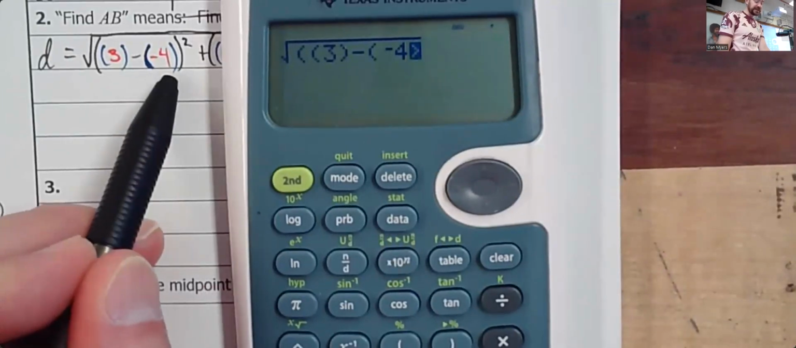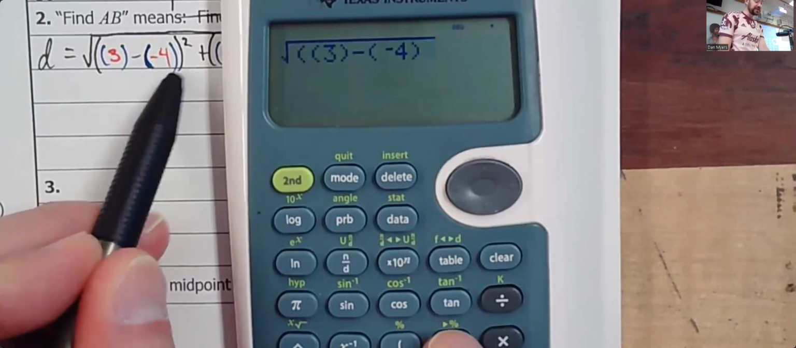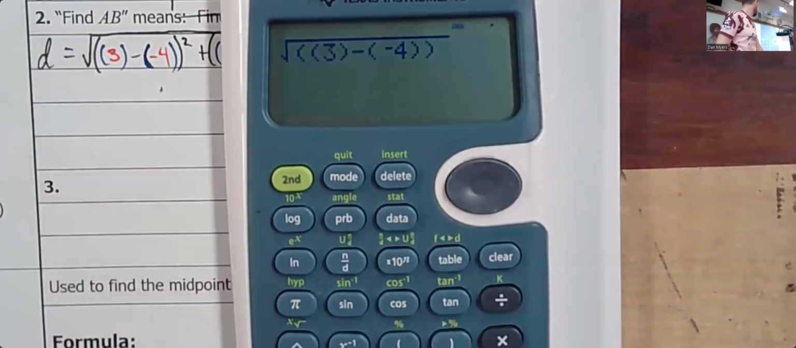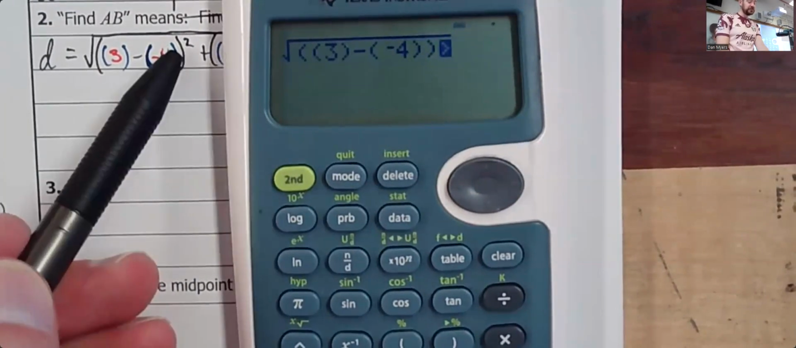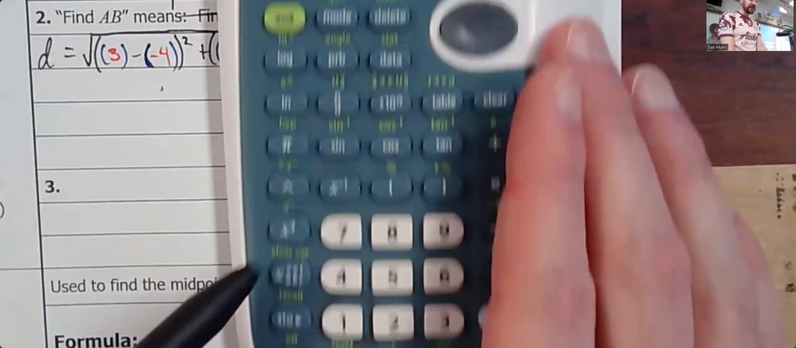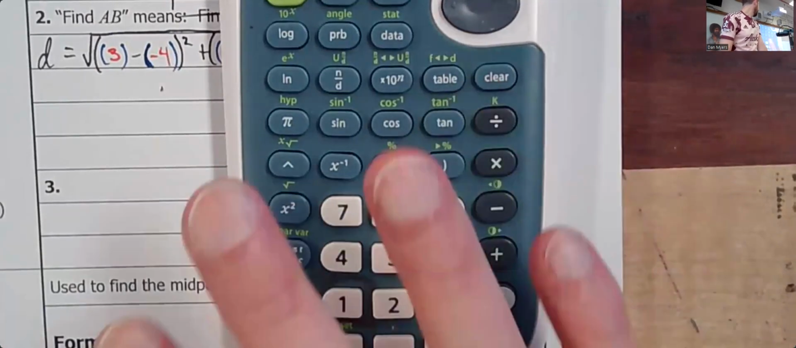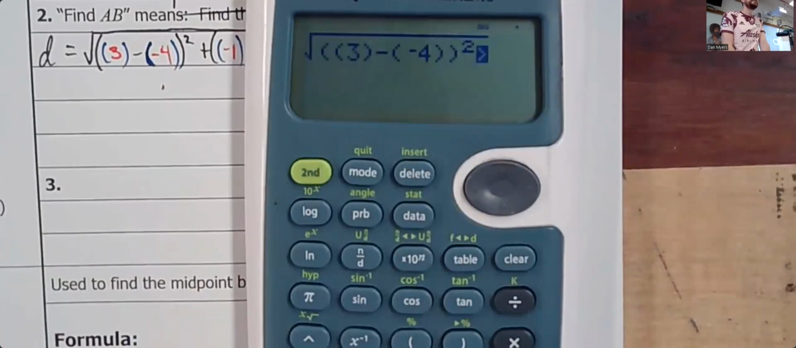And then we're going to close that set of parentheses. And we're going to close the bigger set of parentheses. So lots of parentheses happening here. Then we need to square that. So once you've got that, push the button next to 7, which is x squared. And then we've got it squared.